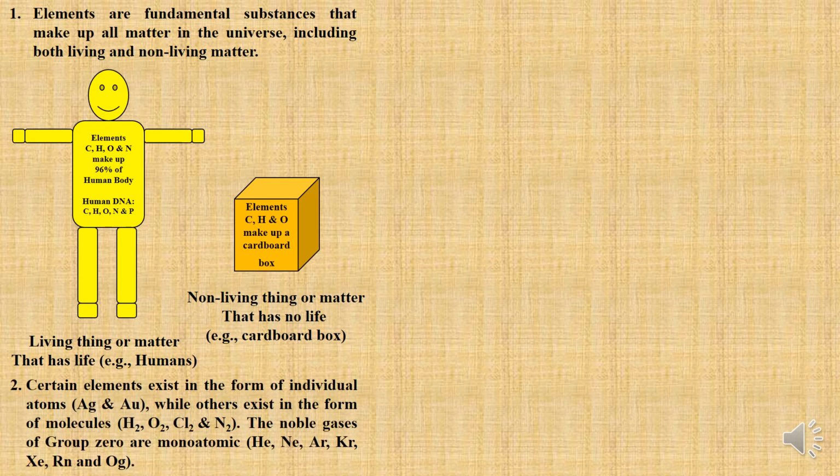Certain elements exist in the form of individual atoms, like in the case of silver and gold, while other elements exist in the form of molecules, like hydrogen, oxygen, chlorine, and nitrogen. The noble gases of group 0 are monatomic in nature, and these noble gases are helium, neon, argon, krypton, xenon, radon, and oganesson.